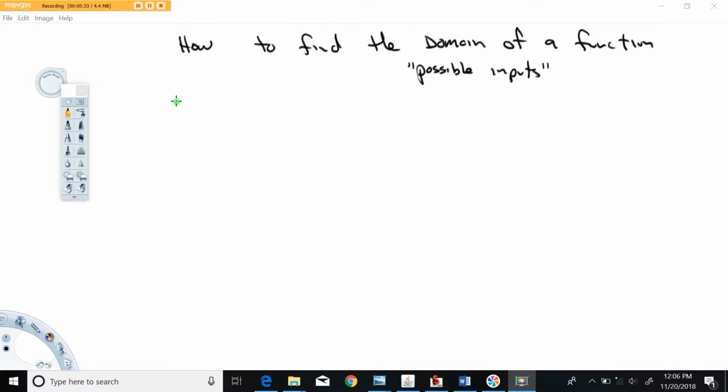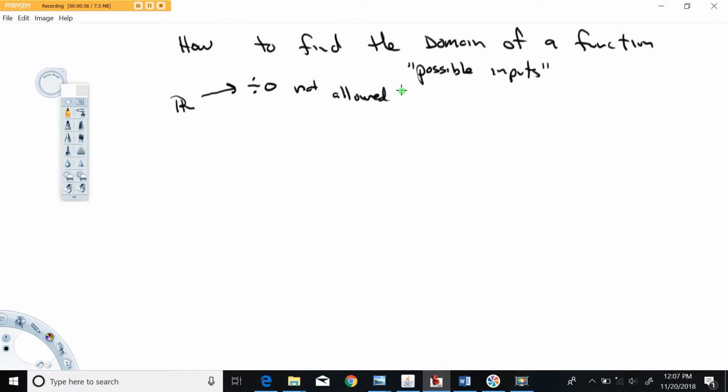Start with the assumption of all real numbers, that you can put anything in. And then you eliminate things based on problems that you find. And here are the types of problems that we'll talk about. Problem number one, division by zero not allowed. You can't divide by zero in the real number system.